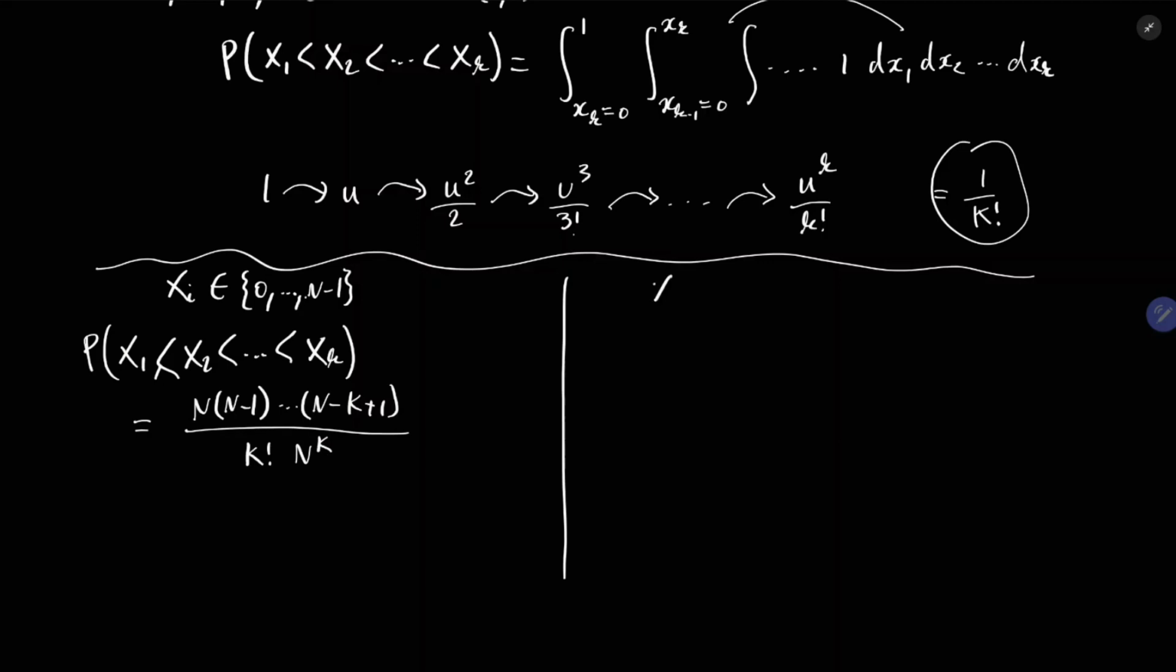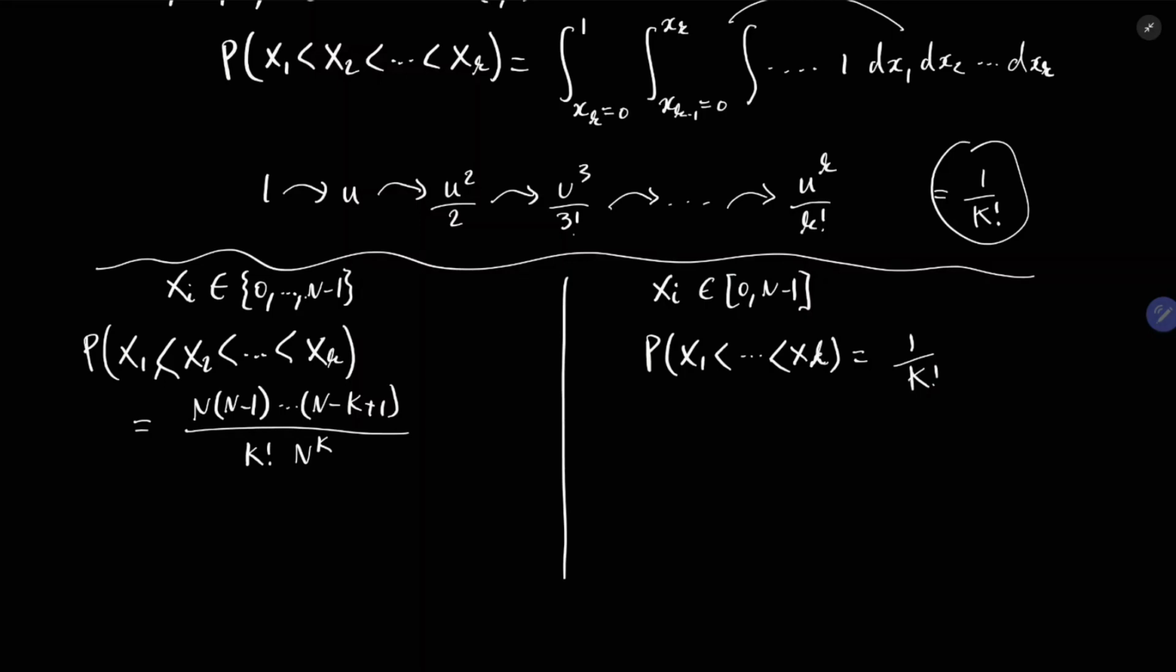And when we have xi that takes any value between 0 and 1, as we have seen, it actually doesn't depend on n, this probability is equal to 1 divided by k factorial.